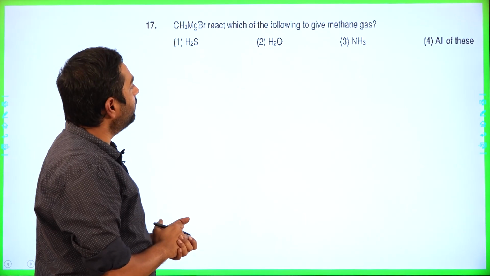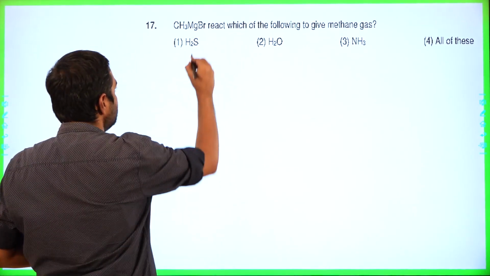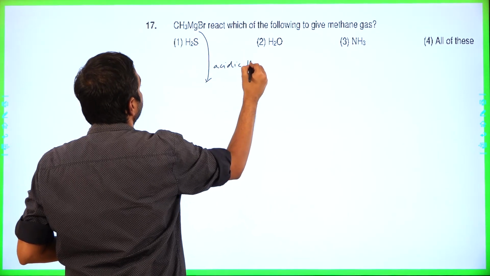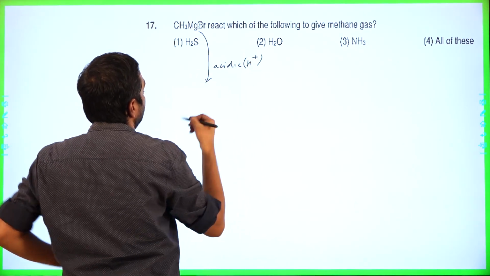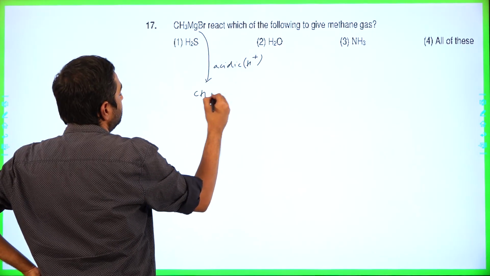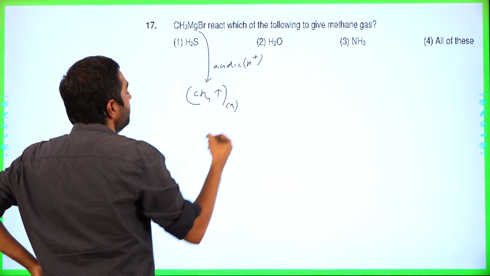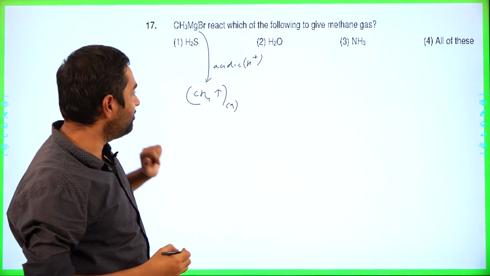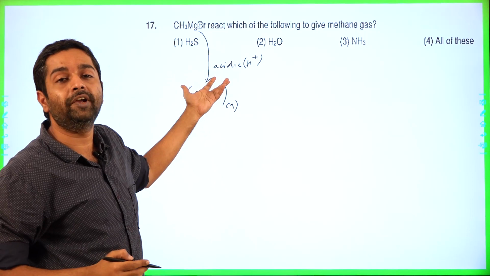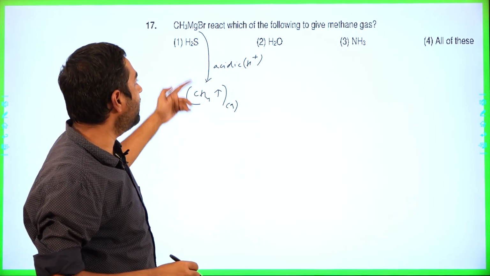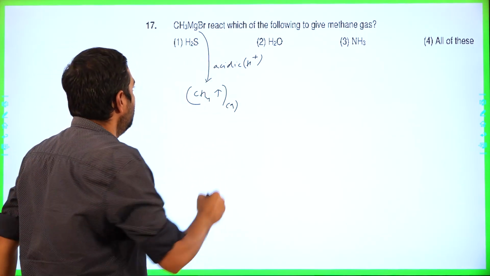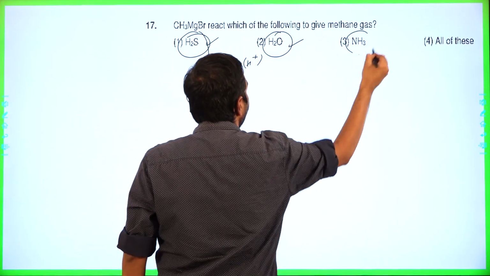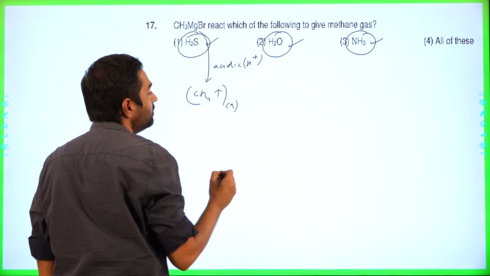Grignard reagent reacts with which of the following to give methane gas? So this guy can react with any acidic hydrogen to give methane gas. That is the basic principle. So if I want this guy to react with any acidic H plus to give myself methane gas here, anything which is going to be capable of giving out an acidic hydrogen to this guy will do the job. Now H2S, certainly it will work, H2O it will work, NH3 also it will work. Let me explain each of the three reactions quickly.